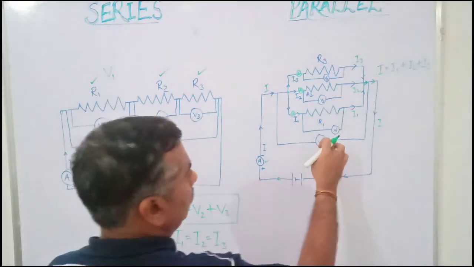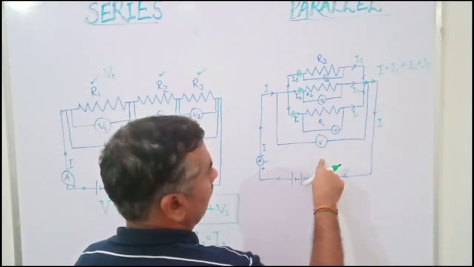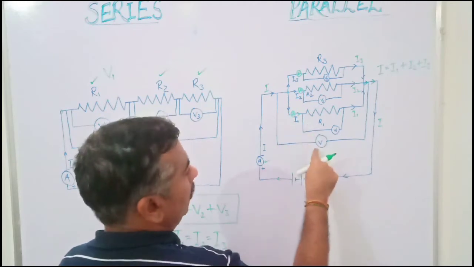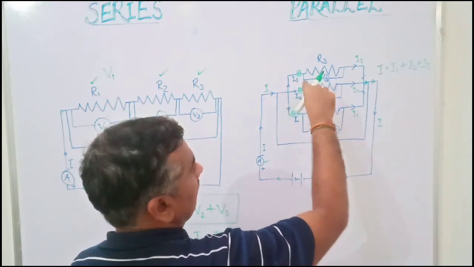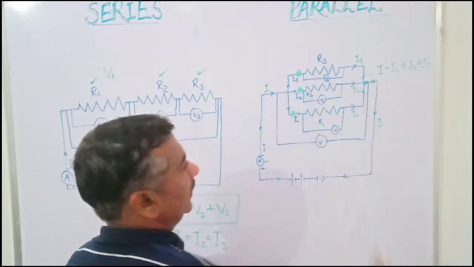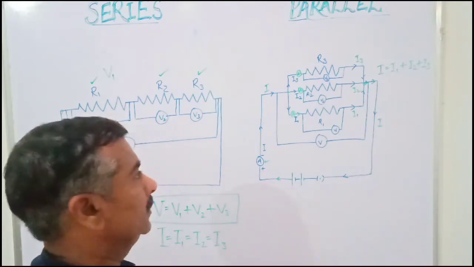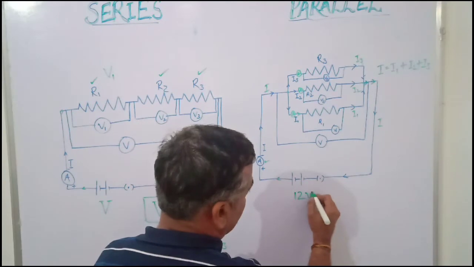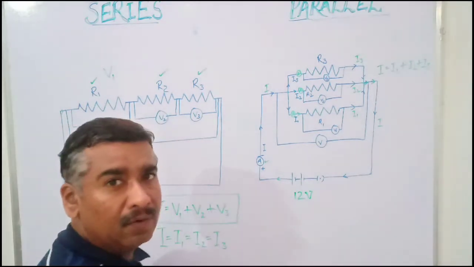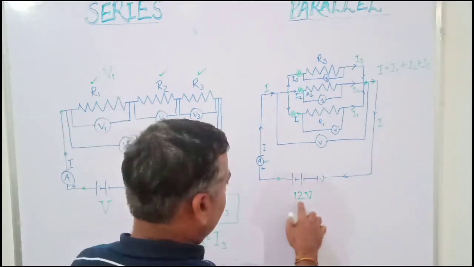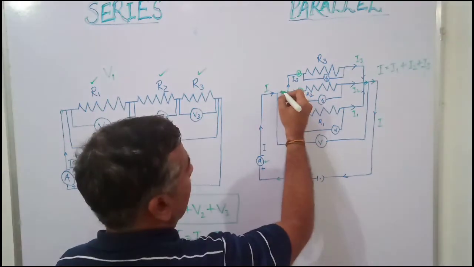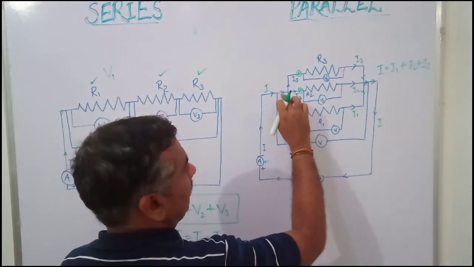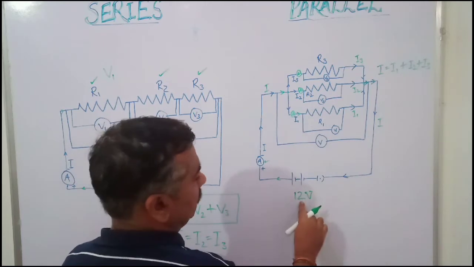Now what happens to the potential difference in case of parallel combination? The same amount of potential difference is available to each and every resistor, to each branch. Why each branch? Because suppose this battery is giving a potential of 12 volt. So what happens? The current when it comes here, the electrical charges have the same amount of potential energy, that is 12 volt.